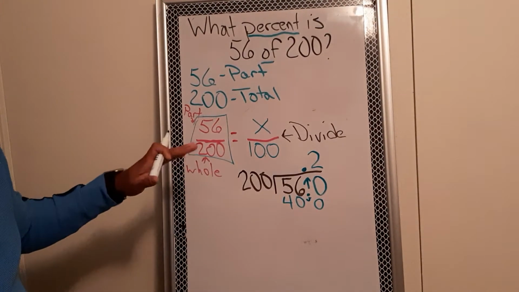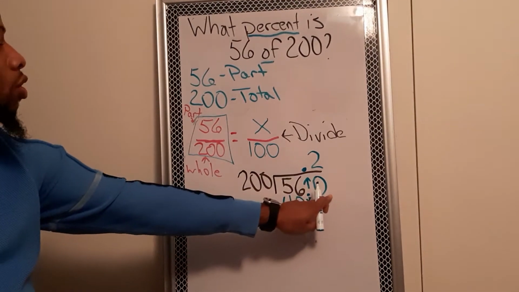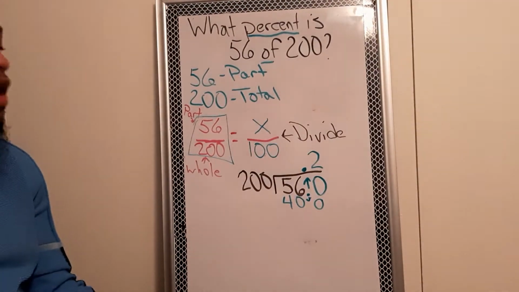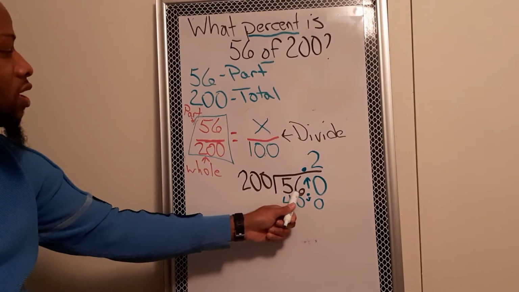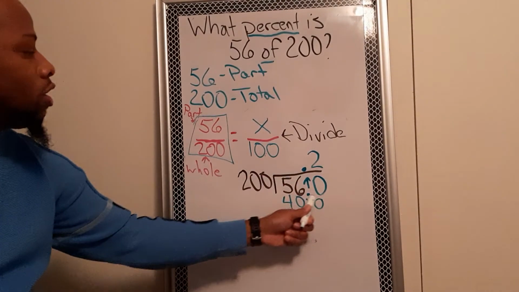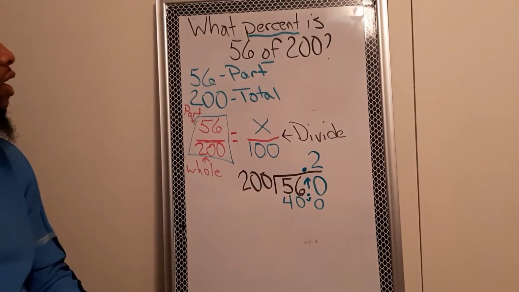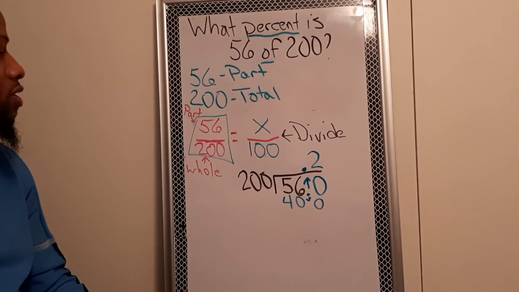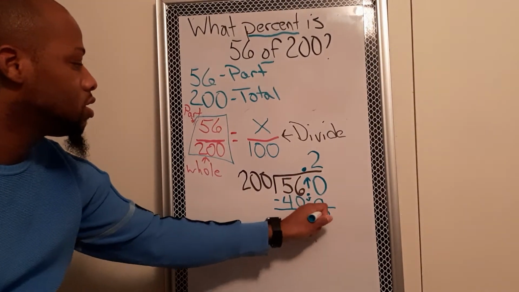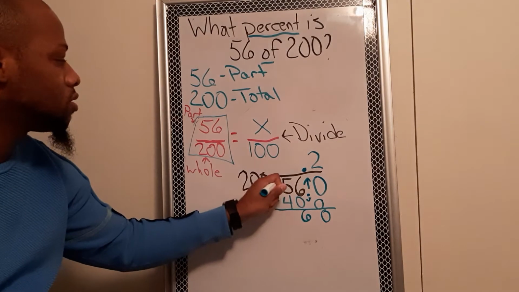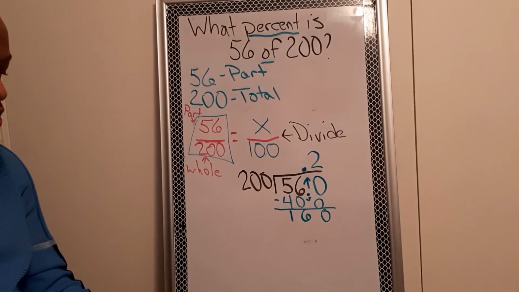Now, notice I placed my 2 over the 0 in 560. That is because I'm not getting 200 from 5. I'm not getting it from 56, but I'm getting it from the entire number of 560. So that's going to go right above the 0 in 560. Then I subtract. 0, 6, 1. So now I have 160.